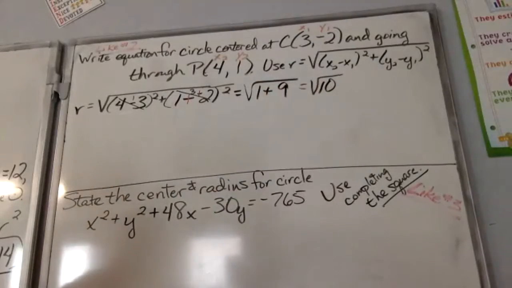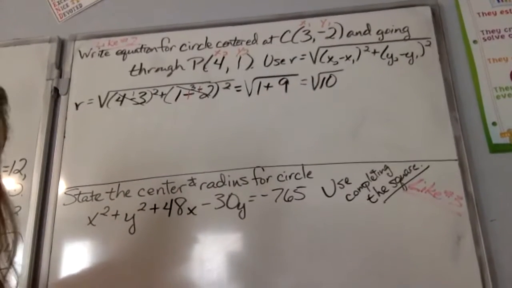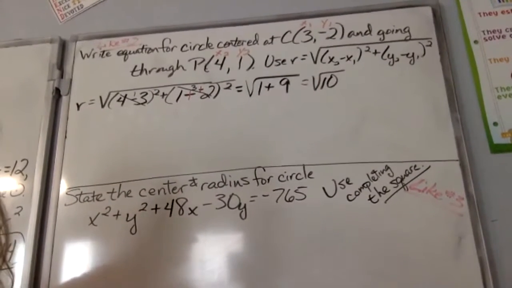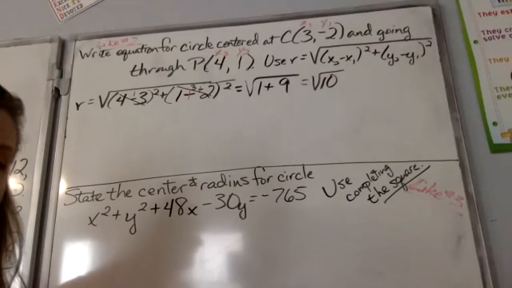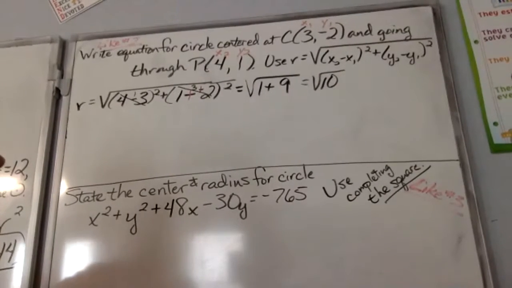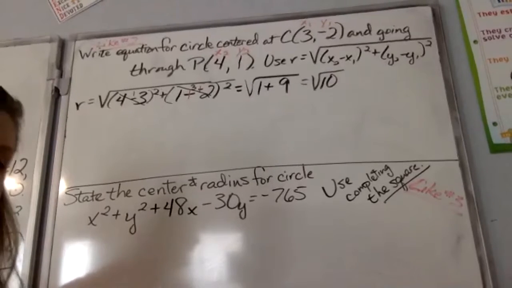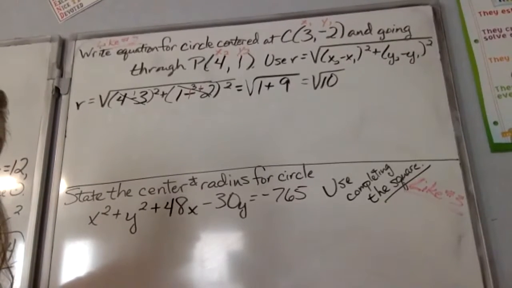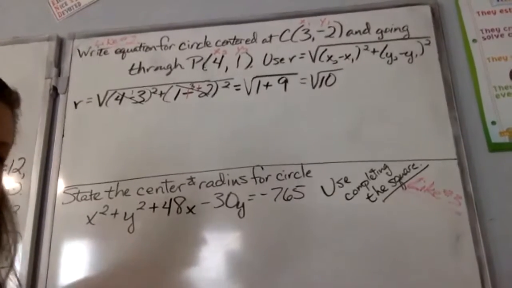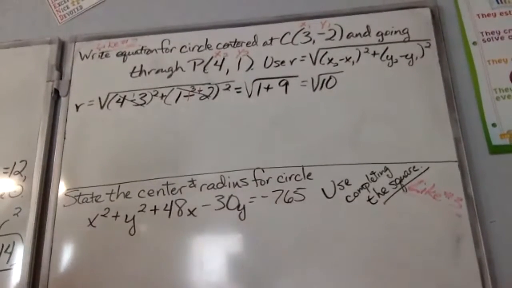Can I actually take the square root of 10? Well, I can, but it's going to be a decimal. We don't want a decimal in here. We're not going to do that. So we're going to leave it as square root of 10, okay? Because otherwise it's an irrational number, a decimal that goes forever. You don't want that in your problem. So we leave it as square root of 10.